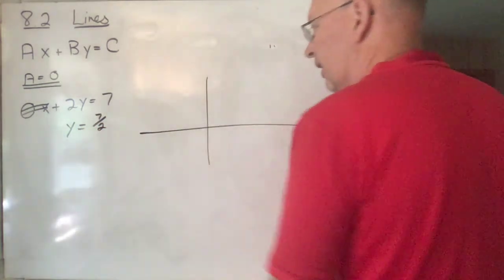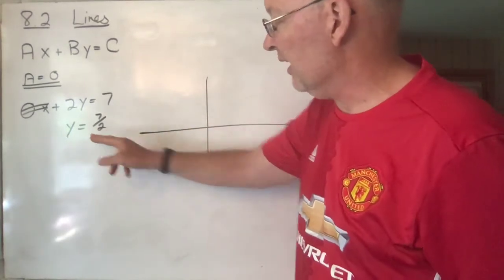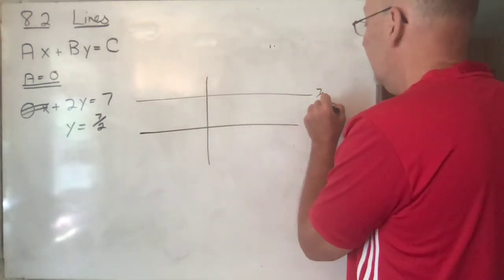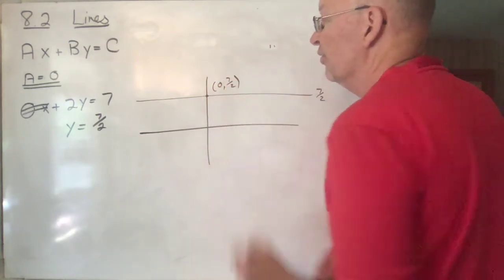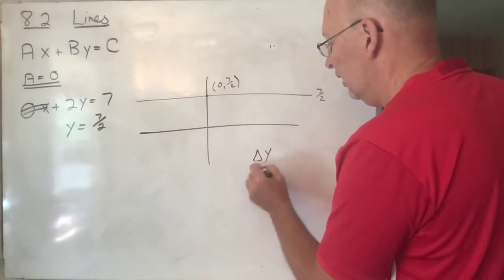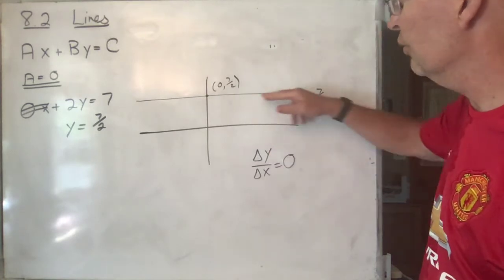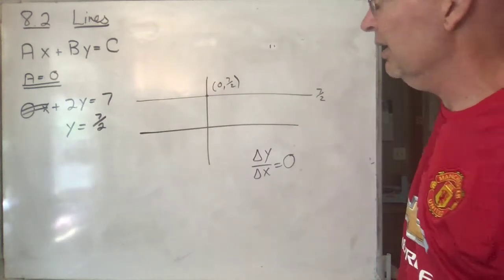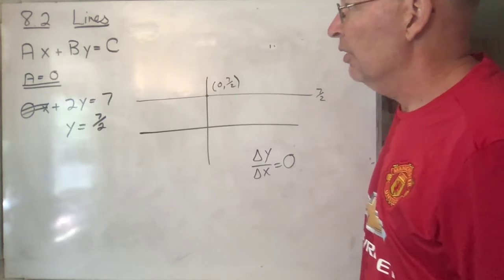So what does that line look like? That line is telling me that it doesn't matter what x is, x can be anything, no matter what x is, the y value is always going to be 7/2. Right there. So there's the value, 7/2. So it's a horizontal line. And the rise over the run, the change in y over the change in x, notice is going to be 0, because there's never any change in y at all. So the slope of a horizontal line is 0. Okay, so that's called a constant line sometimes, or a constant function. Okay, so there's a special case.